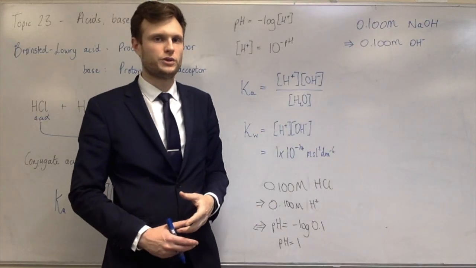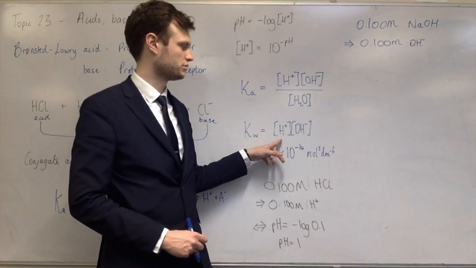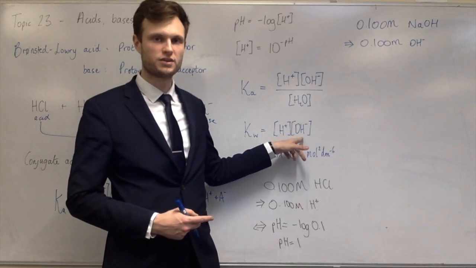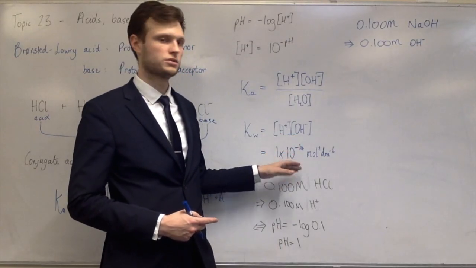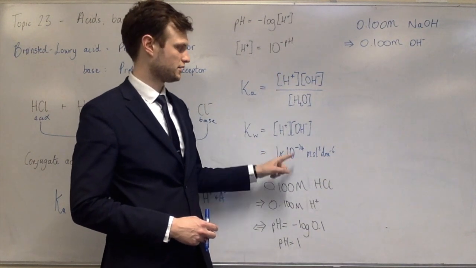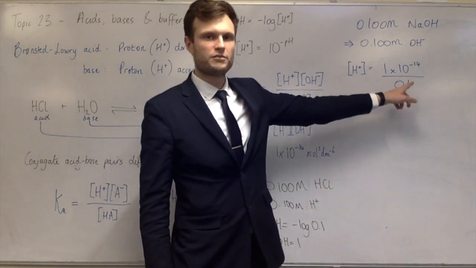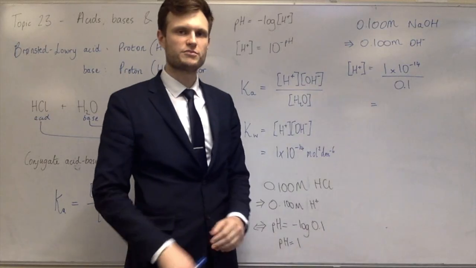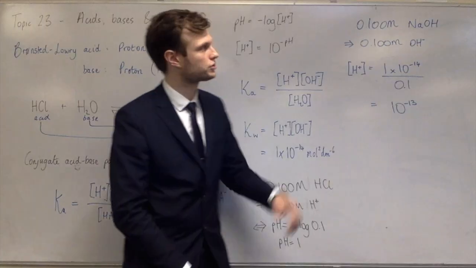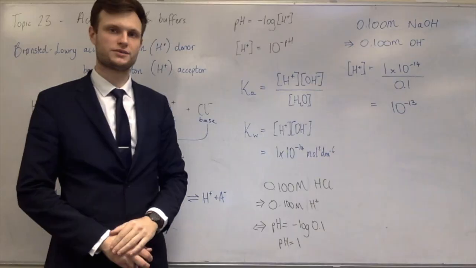And so first of all we need to calculate the H plus concentration. But I said in any aqueous solution, this is true: the H plus concentration multiplied by the OH minus concentration is always 1 times 10 to the power of minus 14. So I now have to plug that into this equation to work out H plus concentration. So that's 1 times 10 to the power of minus 14 divided by 10 to the power of minus 1, which gives you 10 to the power of minus 13. And to work out pH, we do pH is minus log of that, which gives you the answer 13.